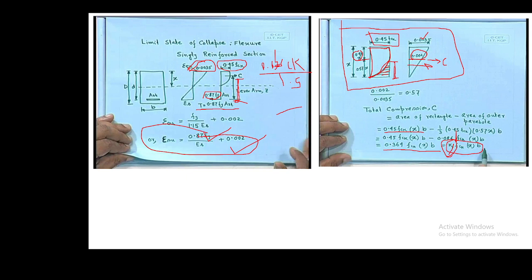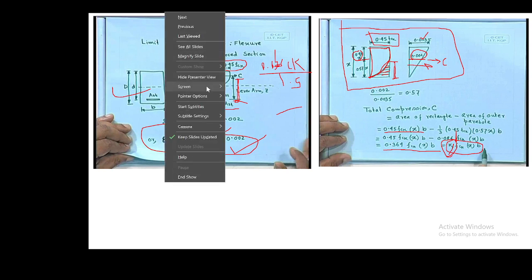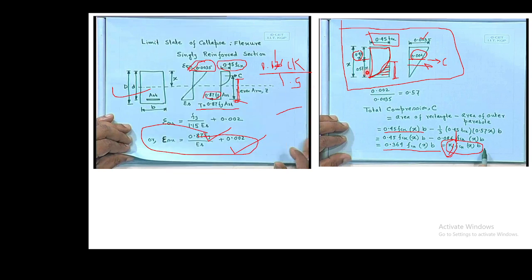Okay, one more thing. This 0.57 and 1 minus 0.57, which will be this value. Just a minute. This value 0.57 and this value, it is calculated by trigonometry, by similarity of triangles. So you can use that.